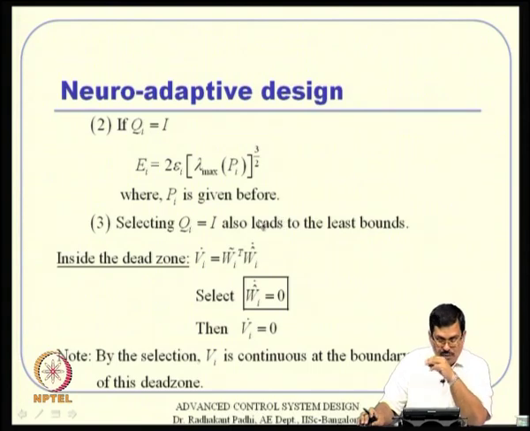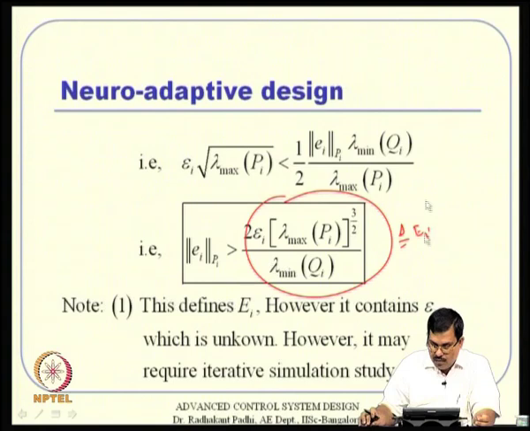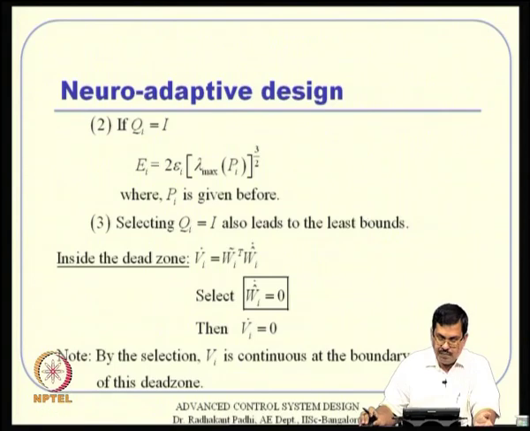And there is also a very nice theorem in this paper which tells us that Qi equal to identity is not just a simplification of algebra, it also leads to the least bound. That is what we are interested in. It is a simplification of algebra, but it also leads to the least bound, in the sense that whatever bound you are showing here will be minimum when you select Qi as identity. That is another powerful result.